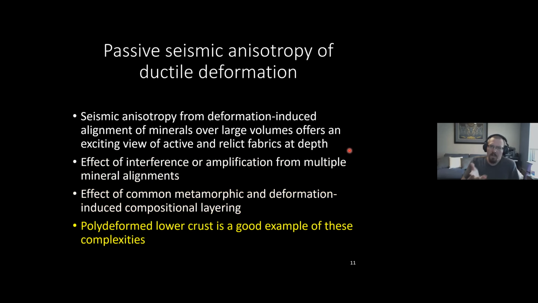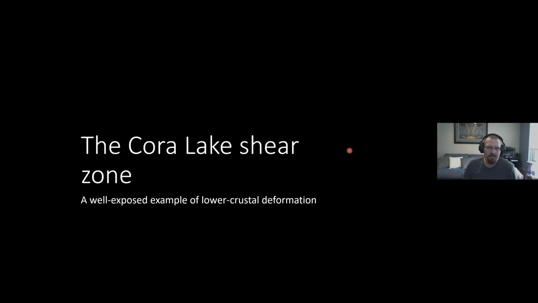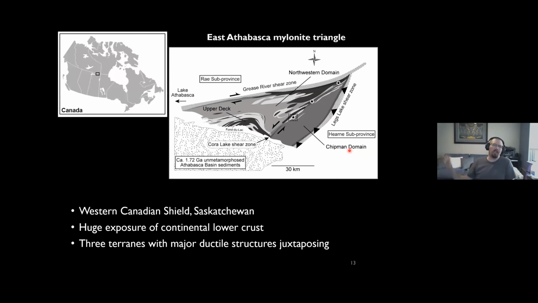And so the polydeformed lower crust natural example that I'm going to show you here is actually a pretty good illustration of all of these different factors competing with each other. So we're going to move forward with the lower crust example. This example is called the Coral Lake Shear Zone. It's a super well exposed, beautiful lower crustal shear zone that I studied for totally unrelated reasons, and this ended up being a cool target of opportunity study that went along with it.